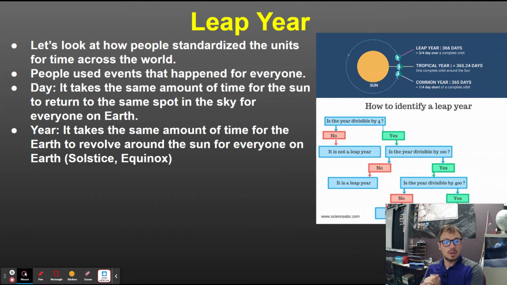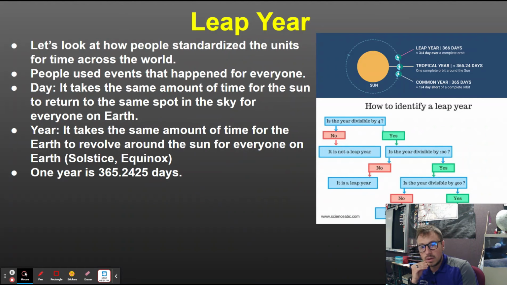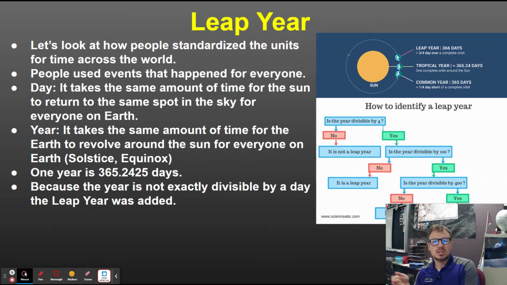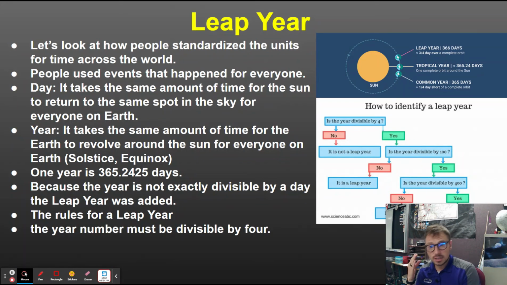The vernal and the autumnal equinox happen at the same time for everybody on the planet Earth. Now, 1 year is divisible by a day by 365.2425 days. So in order to prevent some drift, they had to add a leap year. Now, here are the rules for the leap year. It gets kind of tricky.